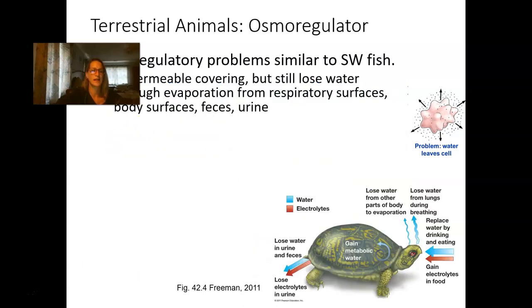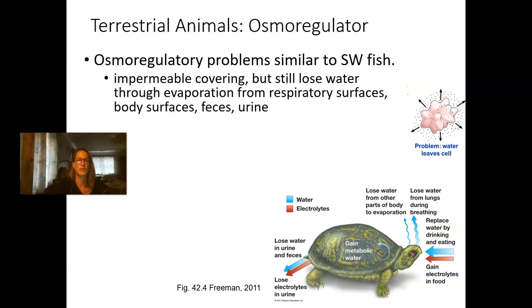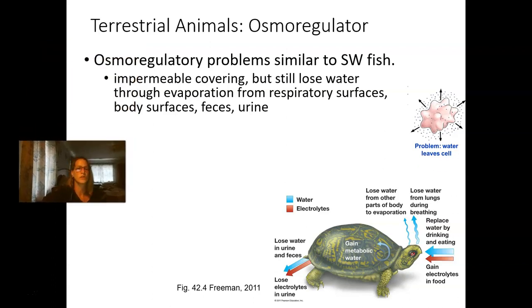Terrestrial organisms, like I said before, have similar problems to saltwater organisms that are in a hyperosmotic environment. So they have an impermeable covering, which reduces water loss, but they still do lose water through evaporation from respiratory surfaces, like when you breathe. Also from body surfaces through perspiration, feces, and urine. So these are all the same ways I mentioned before that we can lose water.